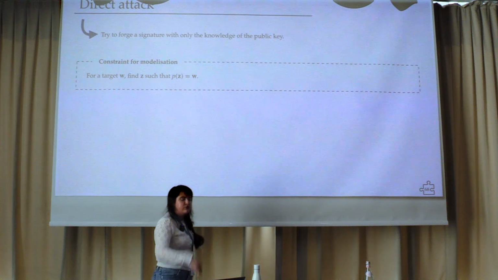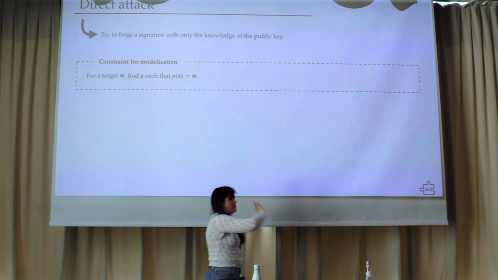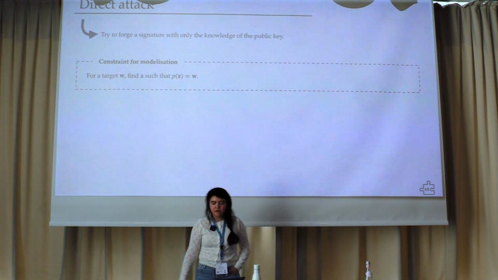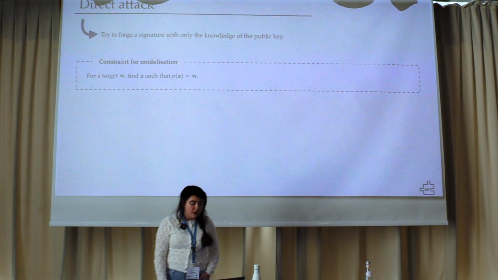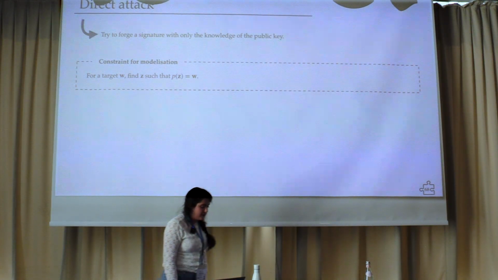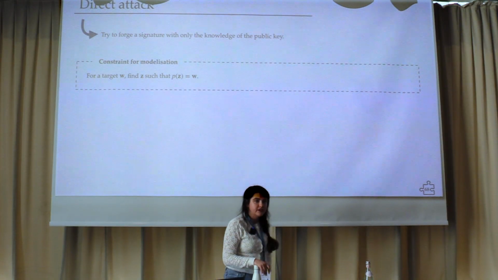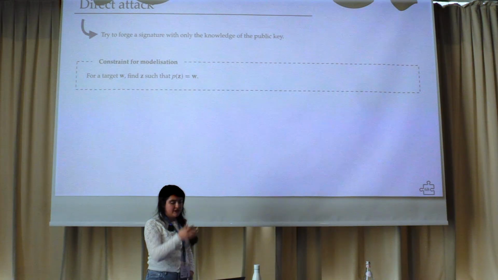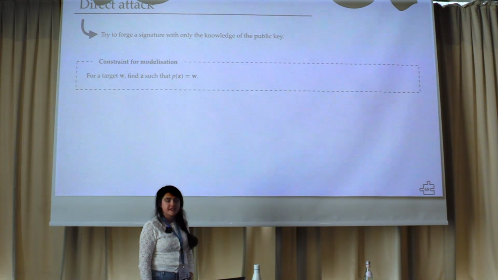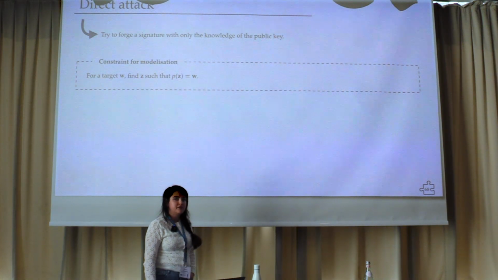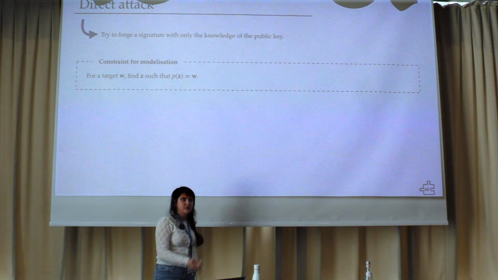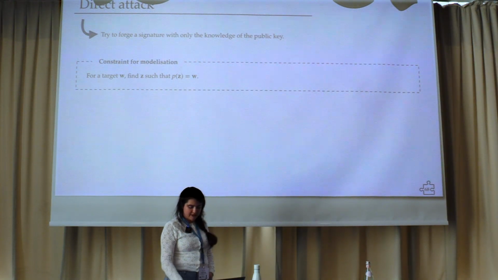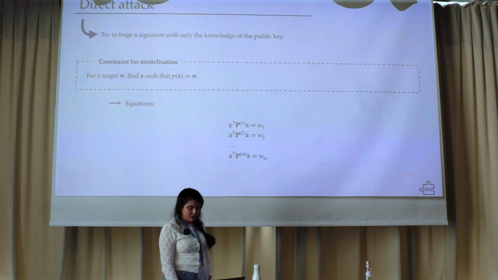What is the constraint? For all of these attacks, I'm going to tell you this is the constraint that you're modeling, and this is what your system looks like. What is the constraint that you're modeling? You're given a target vector W, right? And then you need to find a Z such that P evaluated in Z is equal to W, okay? And I'm going to model this in matrix form, right? Because now you're used to seeing the matrix representation of the polynomials.